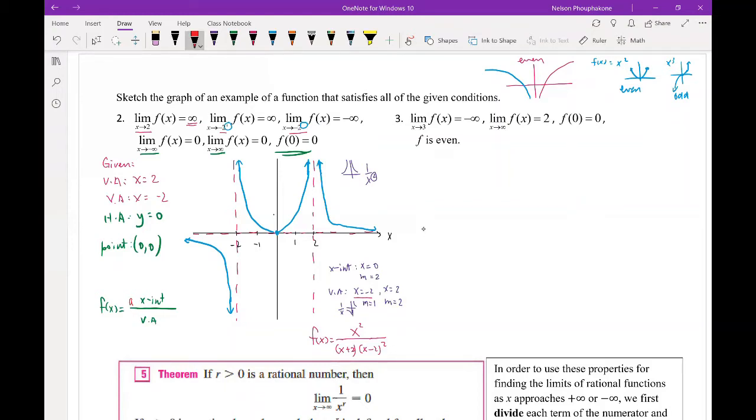Okay, so then let us look at number 3. Again, I would like to find the givens now. This tells me that I have a vertical asymptote at x equal to 3, and a horizontal asymptote y equal to 2. And then, of course, I have points, and f is even.